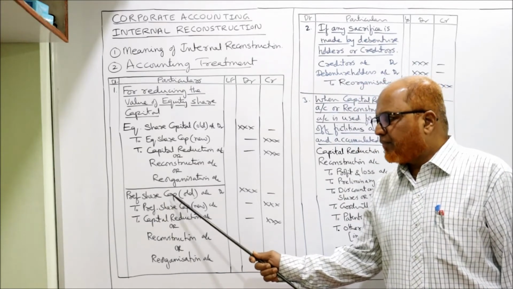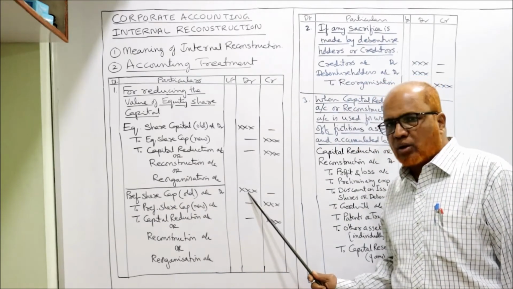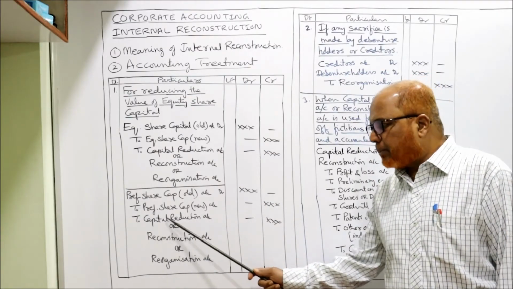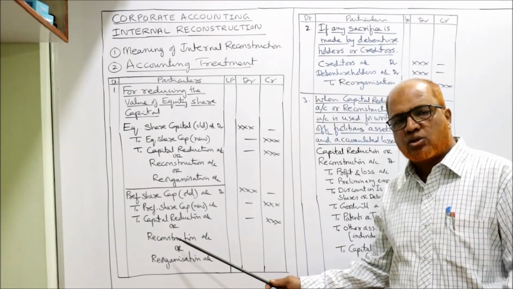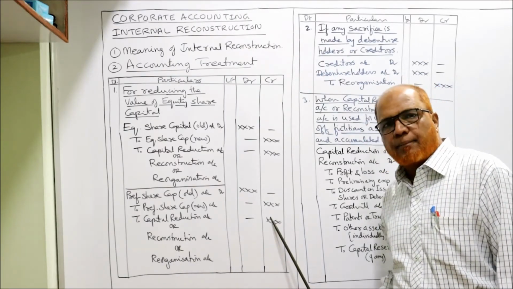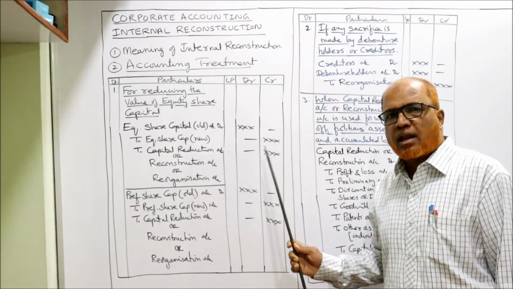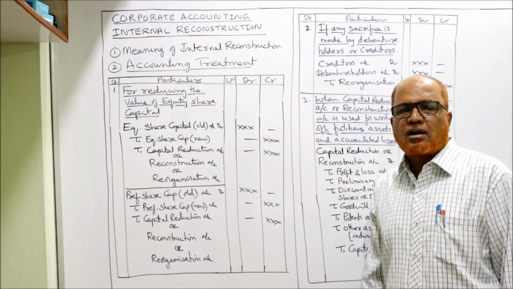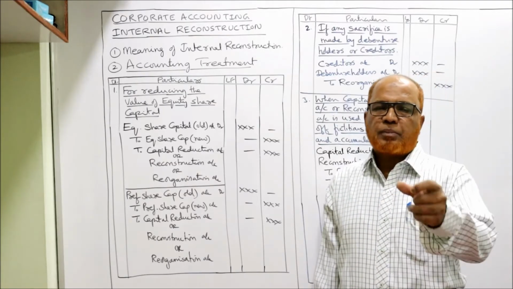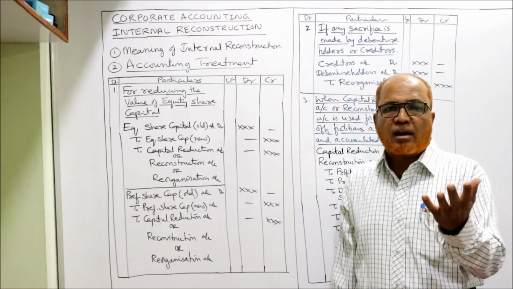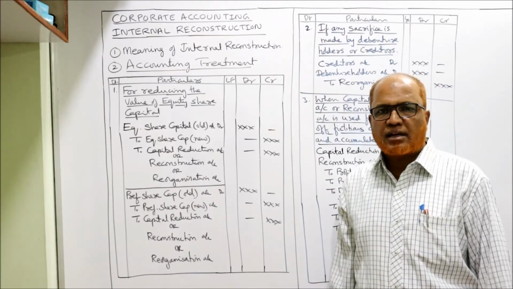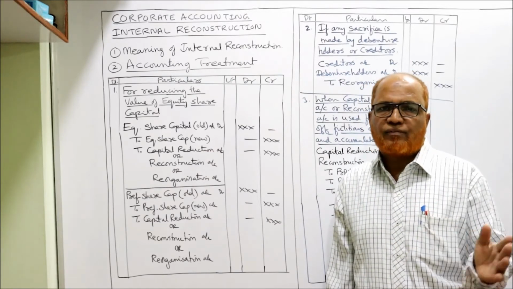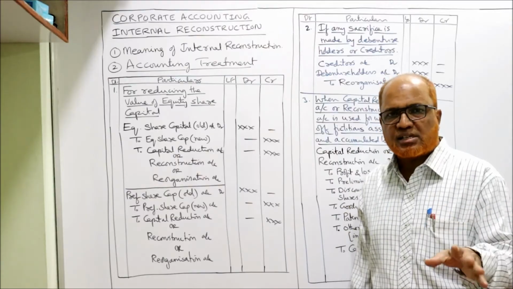तो entry will be preference share capital old account debit 1 crore, to preference share capital new 80 lakh, to capital reduction or reconstruction or reorganization, कोई भी एक नाम यूज कर सकते हैं, 20 lakh. तो 40 lakh rupees are released from equity shareholders and 20 lakh rupees are released from preference shareholders. So 40 plus 20, 60 lakh rupees are released from liability side, and that 60 lakh we can make use of for writing off the accumulated losses, fictitious assets, etc.